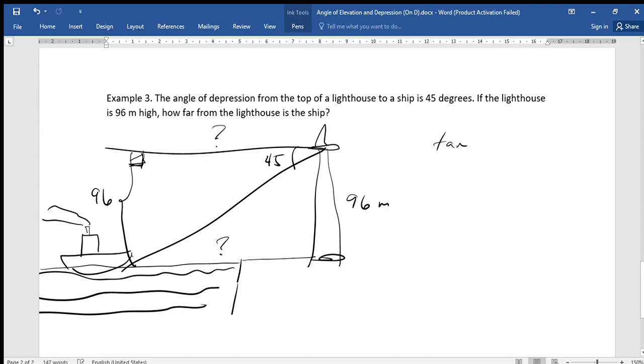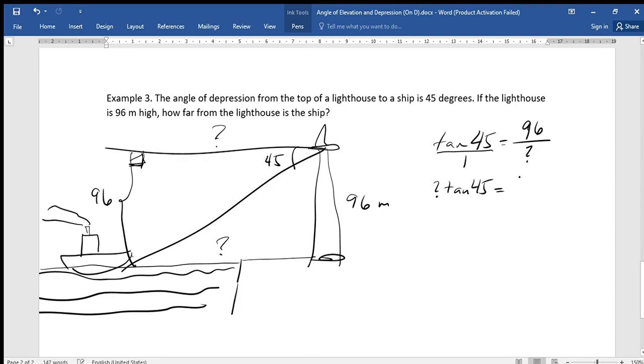Ngayon, lagi bang tan yung gagamitin? Depende kung ano yung given. Minsan kasi, hypotenuse yung given. So, tan, dito in this case, may 45 na tayo. May angle na tayo. Tan 45 is equal to 96 over yung question mark natin. Okay? So, let's go with this part. Cross multiplication. Yun yung best na gagawin mo dyan. Okay pa? Cross multiplication. So, question mark, tan 45 is equal to 96 times 1 is still 96.